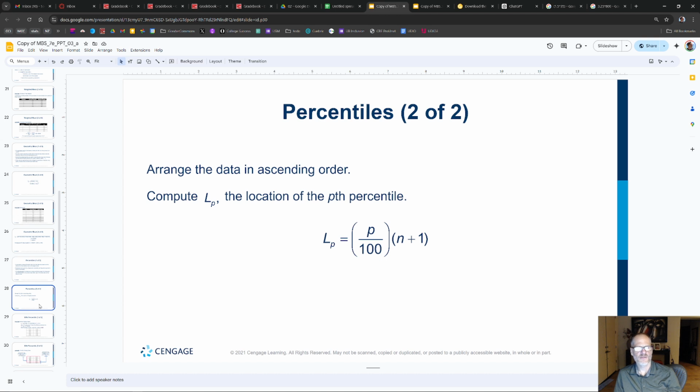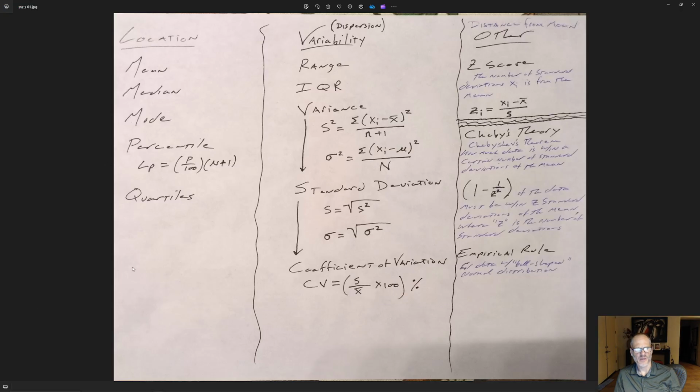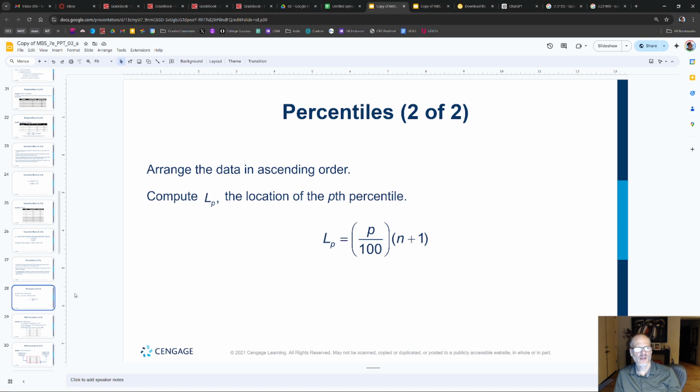And so here's that formula for calculating that. I also have that formula on this sheet here. You should maybe pause the video and take a picture of it with your cell phone so you have this to reference. But there it is right there. But that's how we do it.